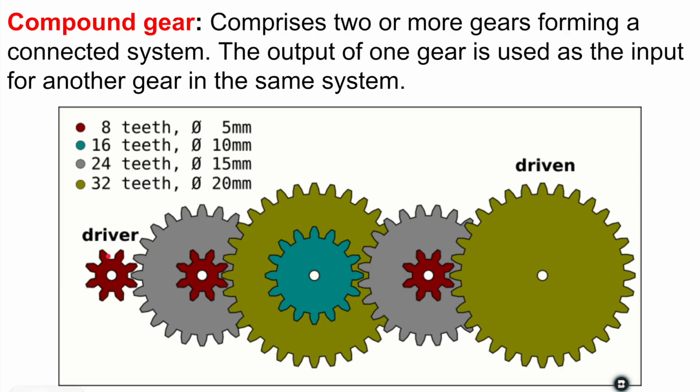So this would be turning. Now, this gray gear and this red gear would be attached together. So they are stacked on top of each other. They're glued or welded or attached to each other. So they spin at the same time.